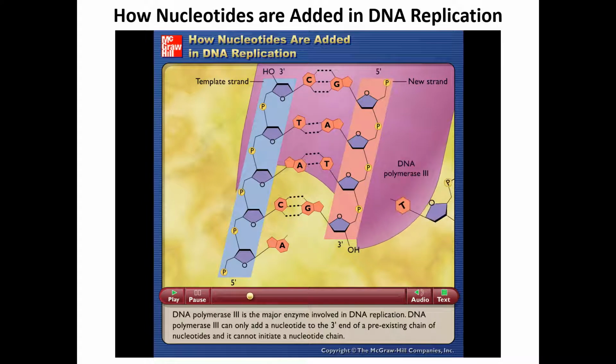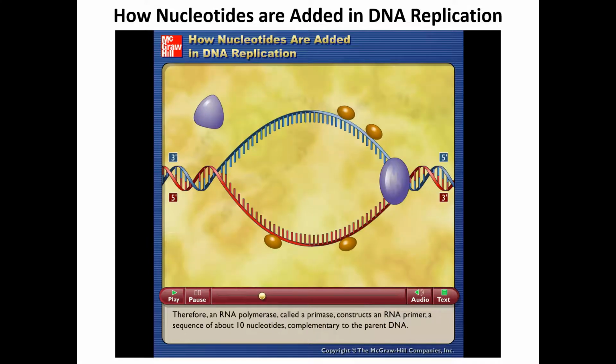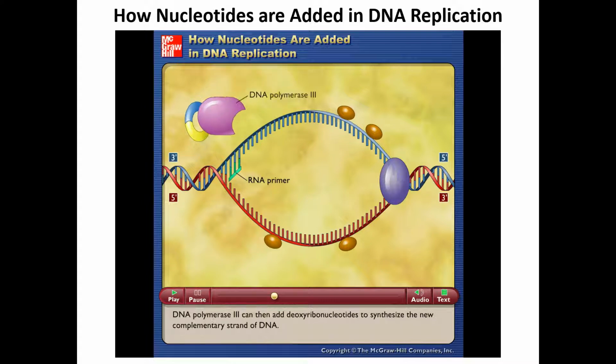DNA polymerase 3 can only add a nucleotide to the 3' end of a pre-existing chain of nucleotides, and it cannot initiate a nucleotide chain. Therefore, an RNA polymerase, called a primase, constructs an RNA primer, a sequence of about 10 nucleotides complementary to the parent DNA. DNA polymerase III can then add deoxyribonucleotides to synthesize the new complementary strand of DNA.